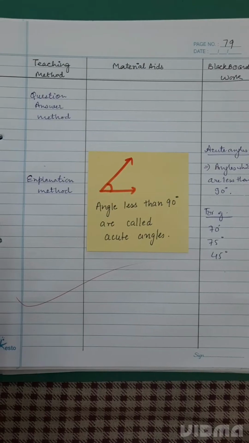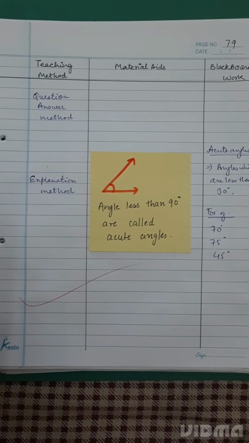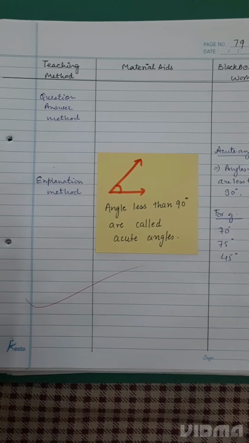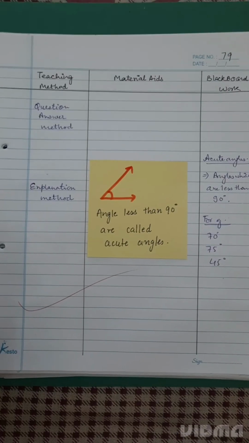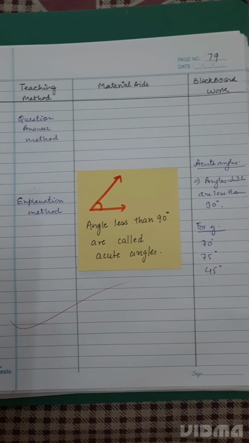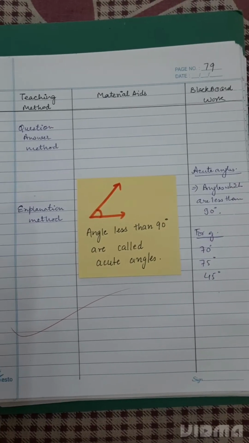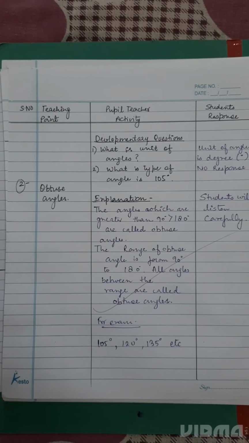The teaching method is the type of question we have asked, that is question answer method, and the explanation we have given says explanation method. Material aid is in the form of chart you will have to make, and this is the blackboard work that you have to write on the blackboard.